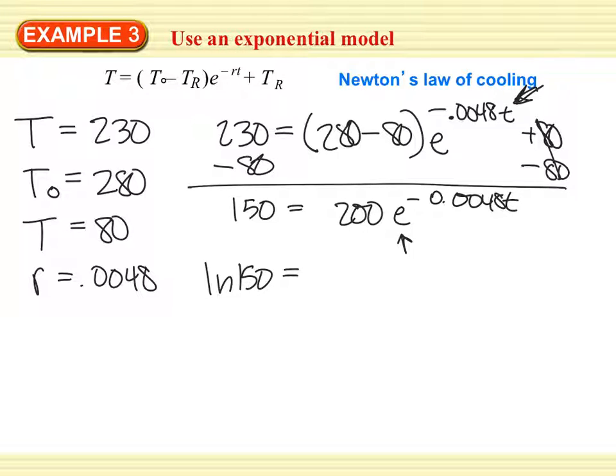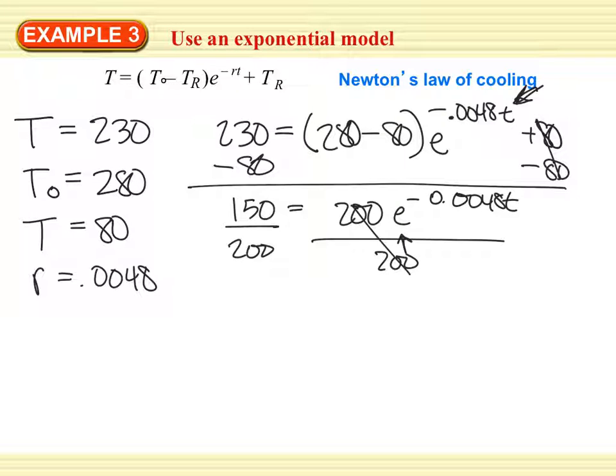Actually, hold on. I'm going to simplify that just a little bit more. If I divide both sides by 200, I actually simplify it better. Okay, so I get 0.75 here. This will just save a step.